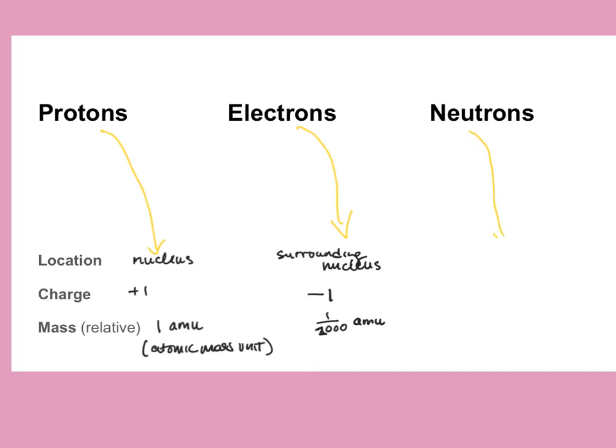Lastly, the neutrons are particles that are located also in the nucleus. They have a charge of 0, and their mass is also approximately 1 AMU. Okay? So nearly the same mass as that of a proton. Actually, a tiny bit more mass than the proton, but not enough to worry about. And so we can simply call them 1 AMU each.